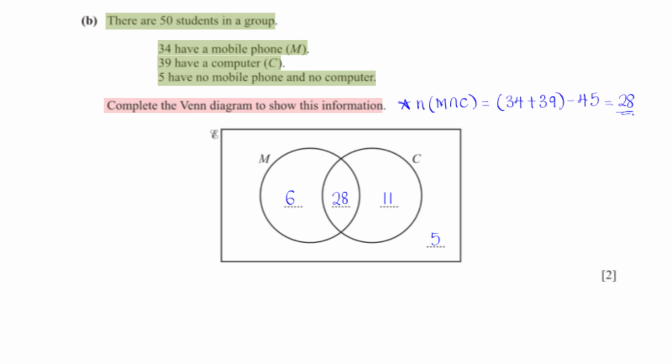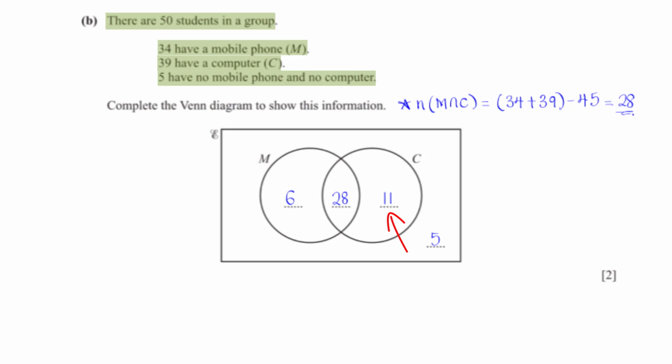So now that we found the number of students who use a mobile phone and a computer as 28, we can find the number of students who use the mobile phone only as 34 minus 28, and that gives us 6. And the number of students who have a computer only is equal to 39 minus 28, and that gives us 11.